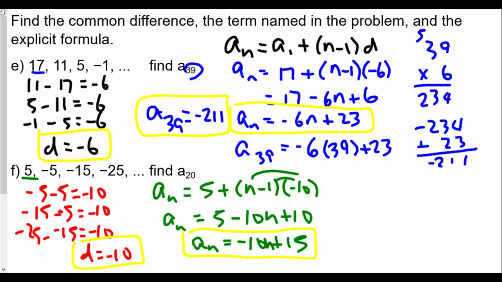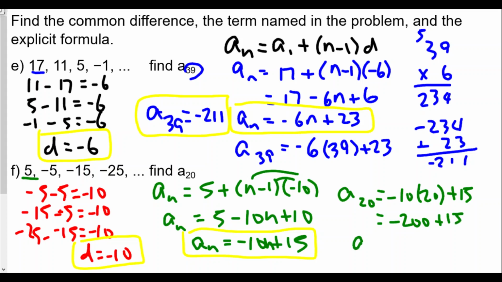And so now we're going to plug in 20. So we have a20 is equal to negative 10 times 20 plus 15, and that's equal to negative 200 plus 15. The 20th term in the sequence is equal to negative 185.